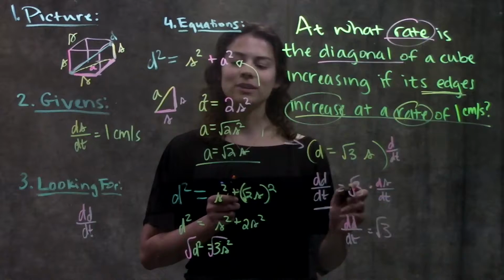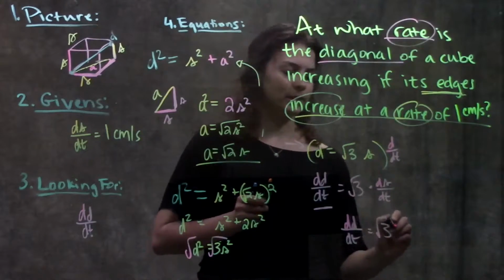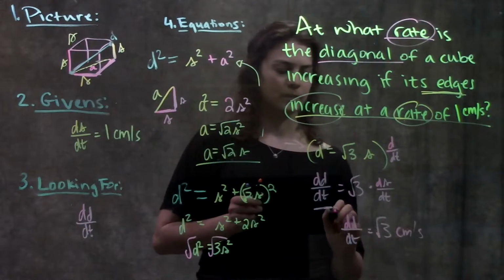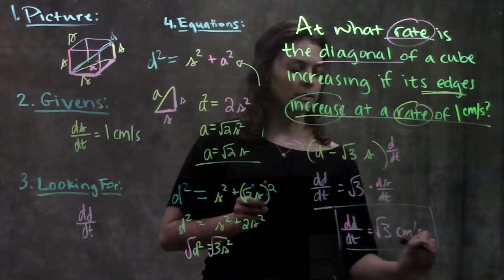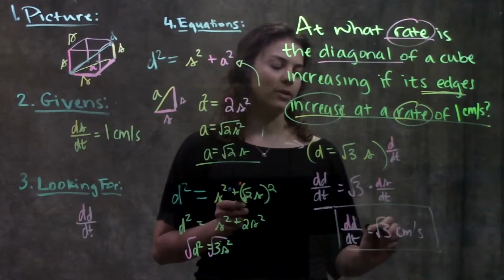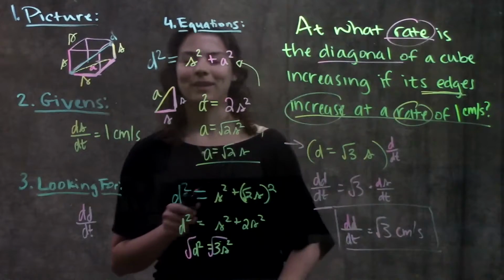And remember, don't forget our units. The units that they gave us were centimeters per second, so I'm going to keep that in my answer. So the rate that the diagonal is increasing with respect to time is just root 3 centimeters per second.